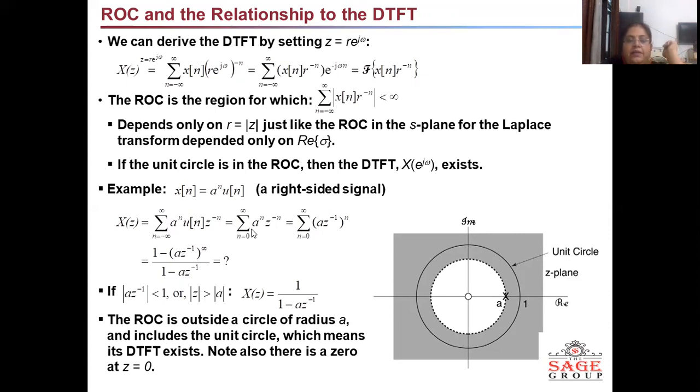Now we put the limits. Any signal which is multiplied by the unit step signal will have its limits changed from 0 to infinity.